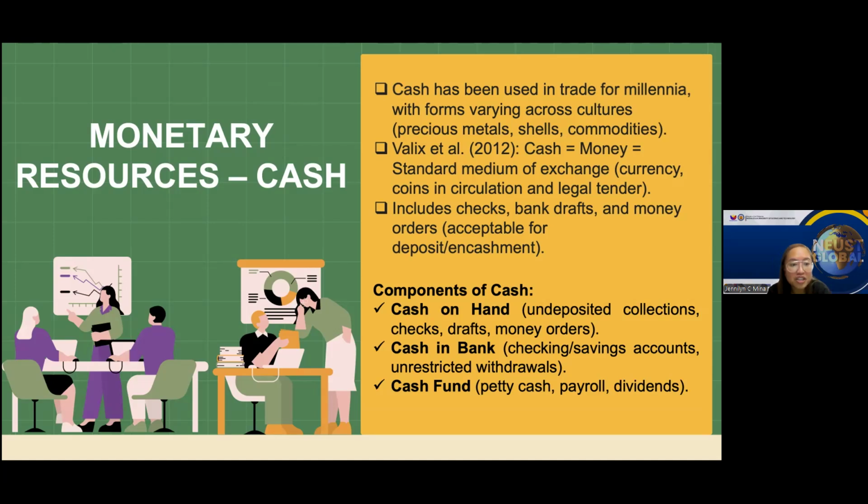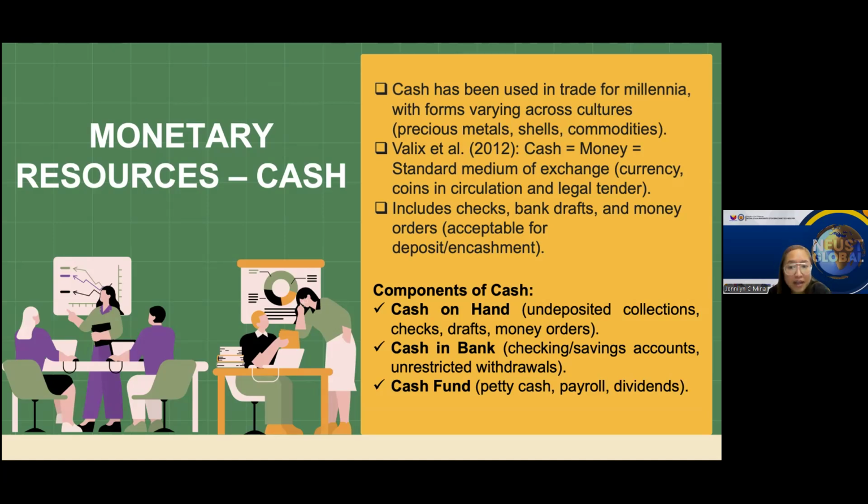The types of cash, like the cash on hand, is money that a person or business has but has not yet deposited in the bank. Let's say a sari-sari store receives cash and checks from customers but has not deposited them yet. Or it could be cash in bank, money kept in a bank account that can be withdrawn anytime. Like for example, a business keeps 500,000 pesos in a BDO checking account to pay for supplier orders.